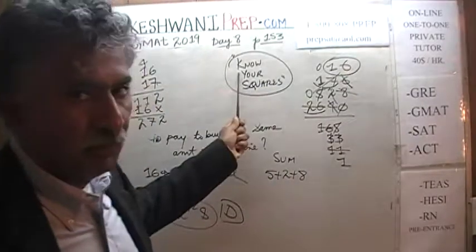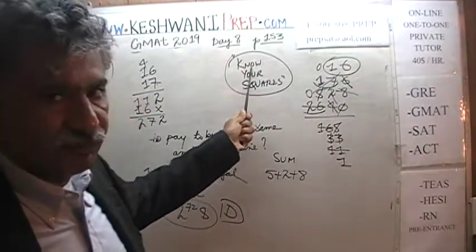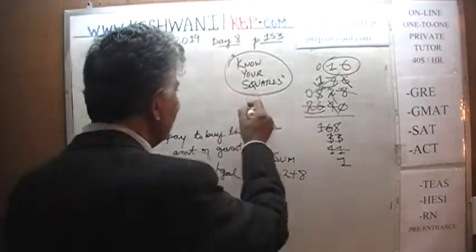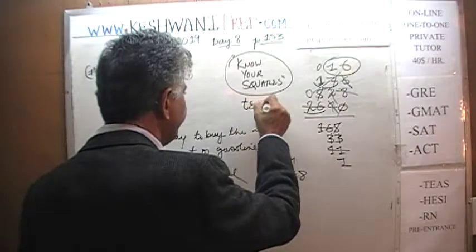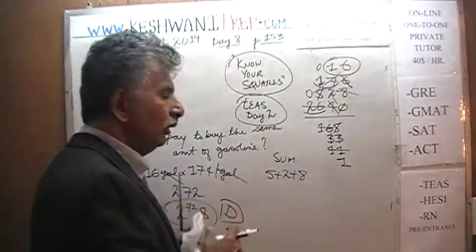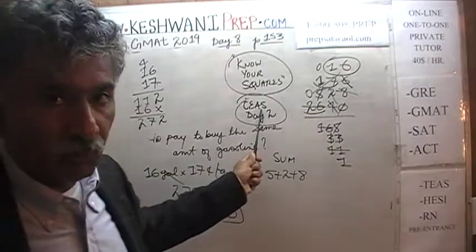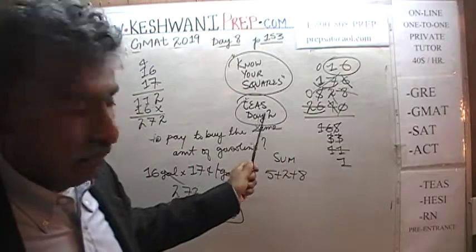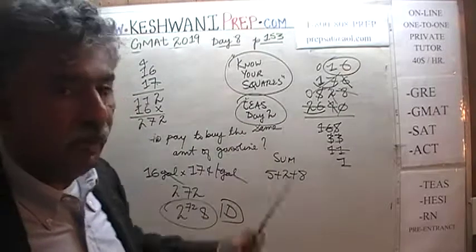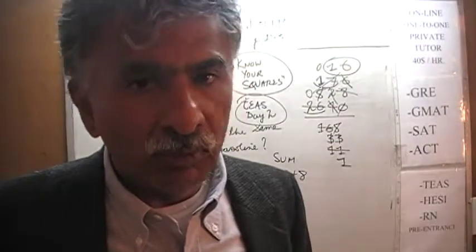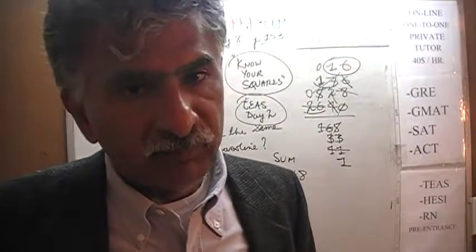In the search box, type this in. I want you to type in just this: know your squares. When you type it in, you're going to come across a video which is going to say TEAS Day 2. Don't worry about what TEAS is. It's not your concern. But that's what's going to pop up. Watch that video and learn your squares 1 through 20. You must know your squares by heart, 1 through 20, as a preparation.